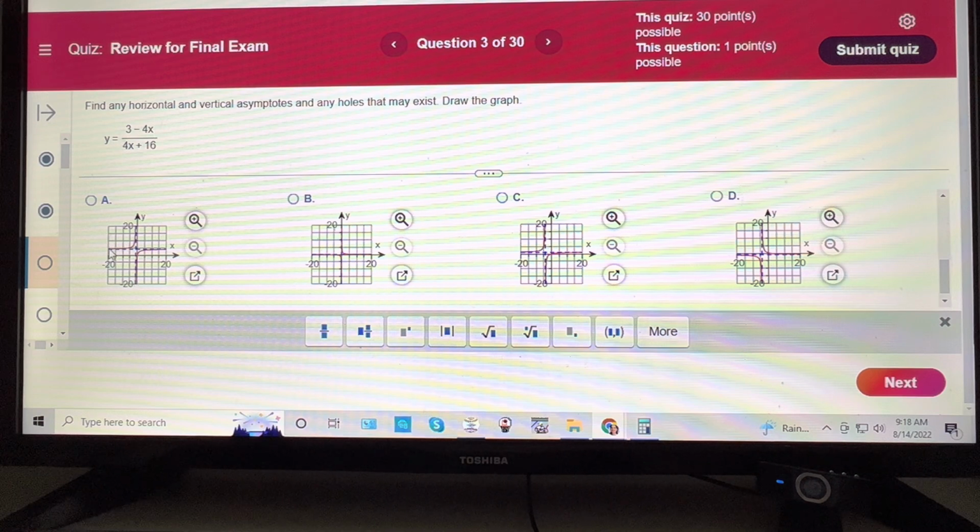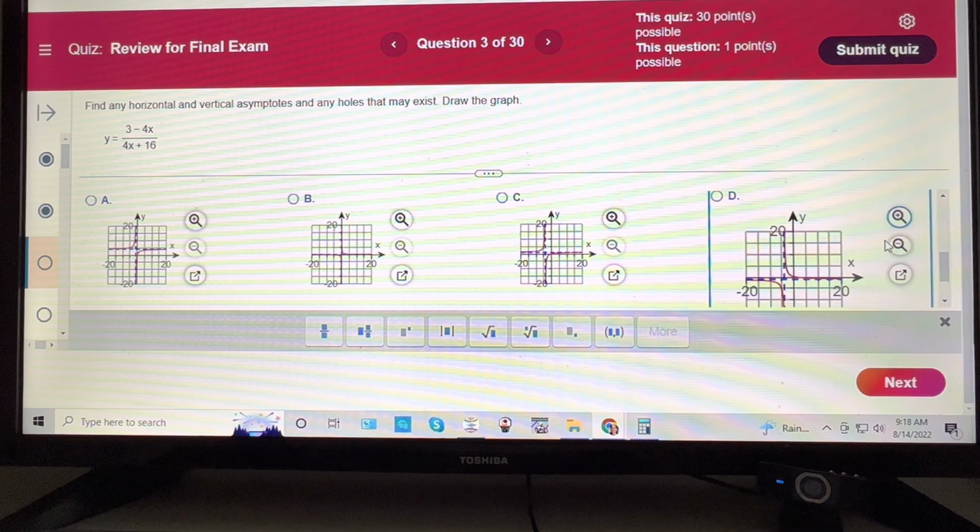So this graph's definitely wrong because the horizontal asymptote's above the x-axis. It should be below it. This one looks like it's right on the x-axis. This one seems to be a little above, so right there, a little bit below. And this certainly could be -4 over here since these are going by apparently 5s, 5, 10, 15, 20. So it looks like D is definitely correct.